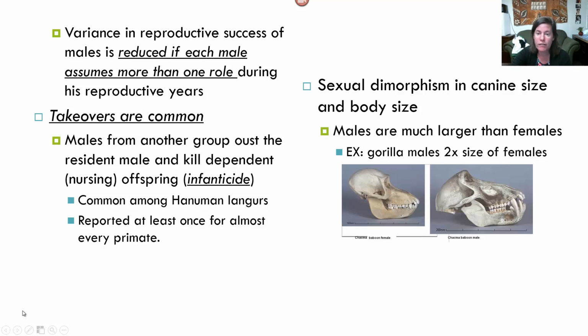Primate species that are characterized by polygynous social organization generally exhibit sexual dimorphism in their canine size as well as their body size. So right here, this is a female Chacma baboon. Look at this canine. It's not so big, it's sharp and pointy, but here's the male. Sharp and pointy to an extreme. Male canines are much larger than females. In this example right here, just look at the size of the male compared to the female. In gorillas, males are twice the size of females. So we're seeing extensive variation in canine and body size in polygynous species.